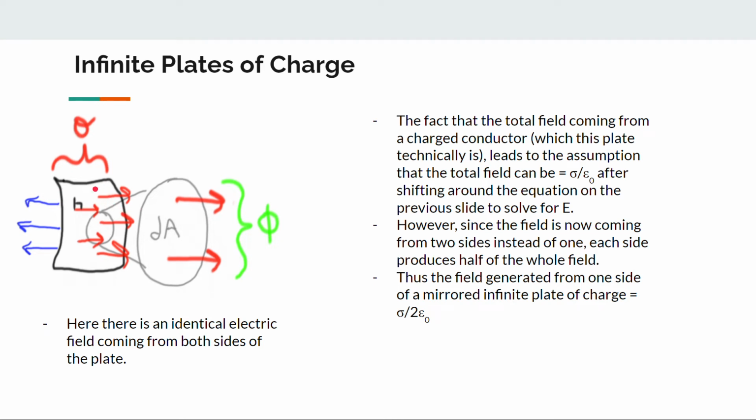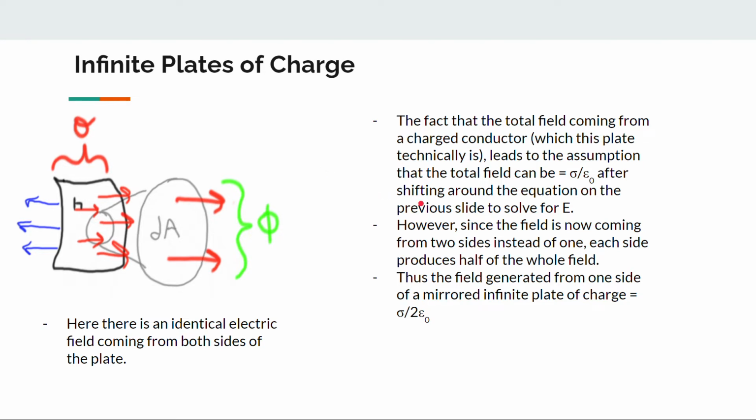But now, instead of it only coming out of one side, the outer surface of the shell, it is coming through both directions. So there's an equal amount of charge coming from the front and from the back. Well, the fact that the total field coming from a charged conductor leads to the assumption that the total field is still equal to the surface charge density divided by epsilon naught. No matter what, it will still be equal to that because that is the total charge of a conductive surface.